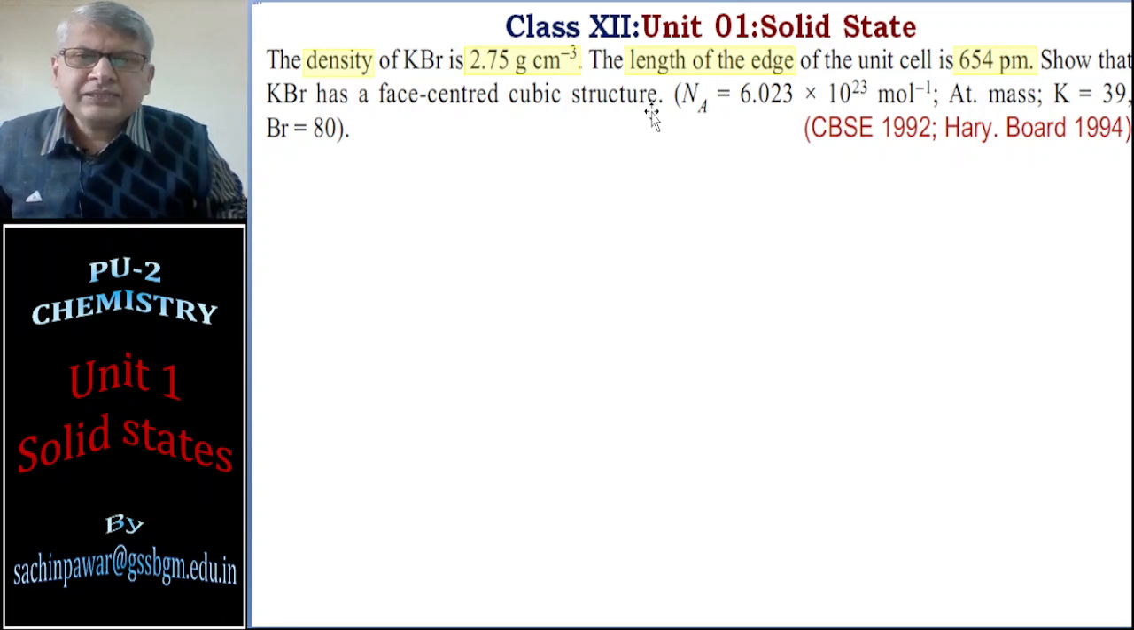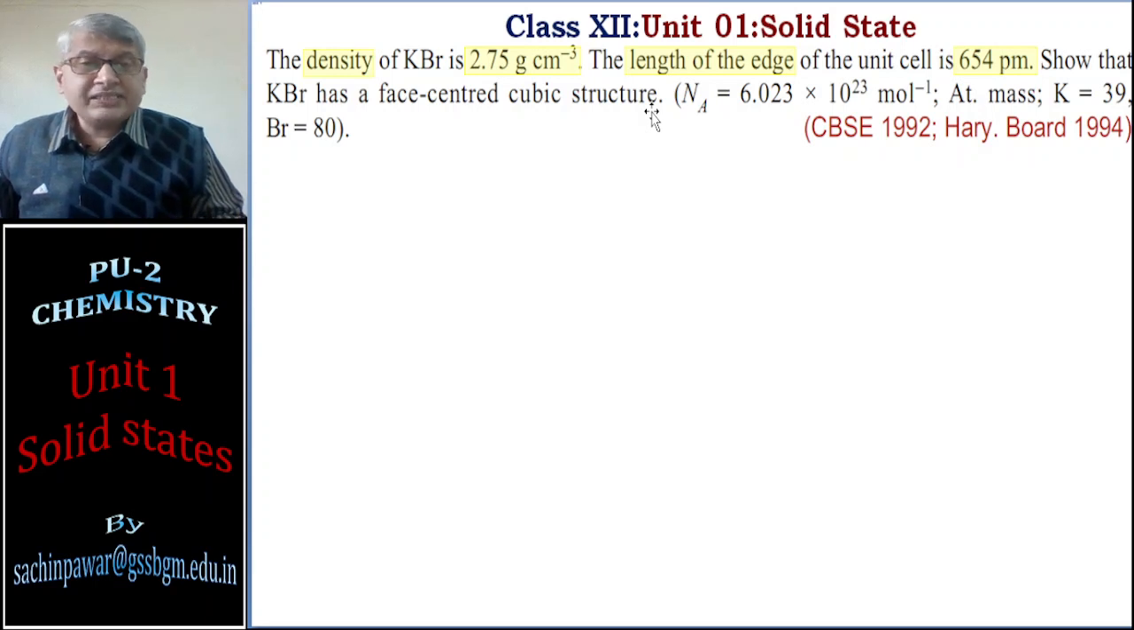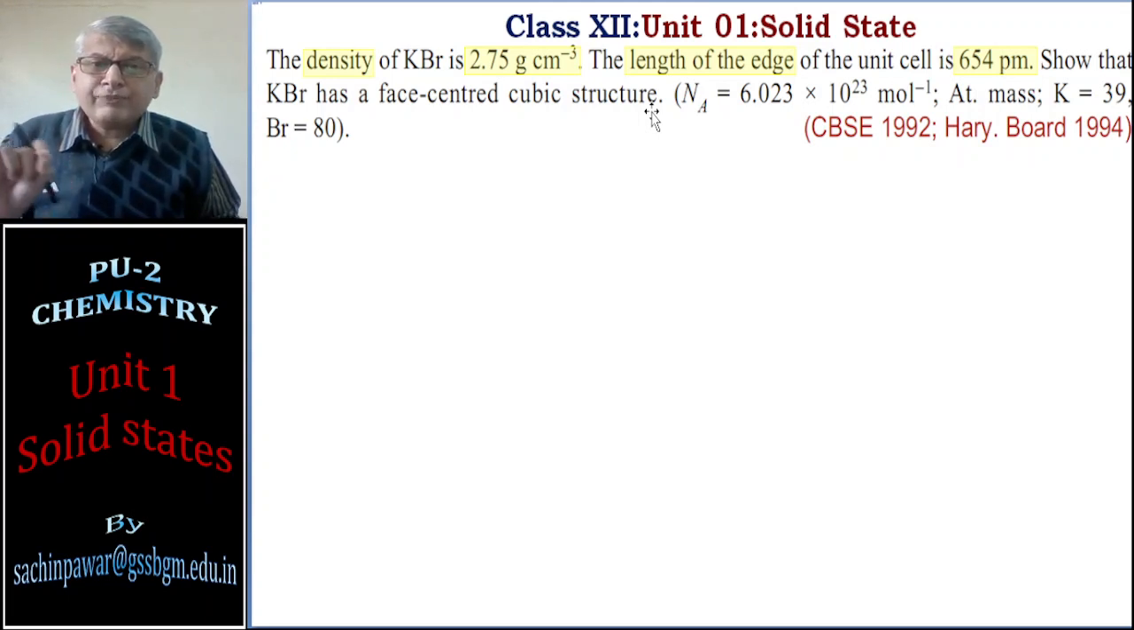Now when a problem comes like this, where you want to decide whether it is a face centered cube or a simple cube or a body centered cube, then we have to memorize the number of particles present per unit cell in those. Number of particles per unit cell in simple cube is 1, in body centered cube it is 2, and in face centered cube it is 4. So if you find the number of particles per unit cell and you find it as 4, then I can easily say that since the number of particles per unit cell is 4, it is FCC.